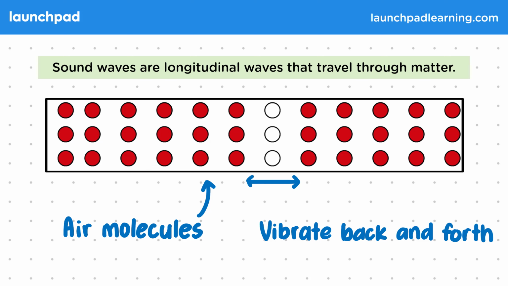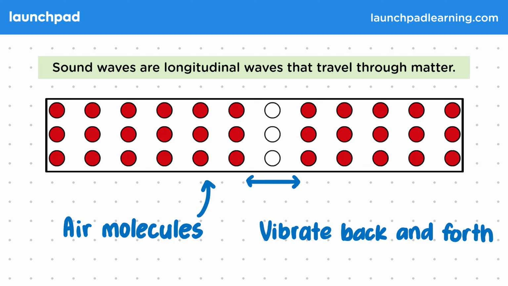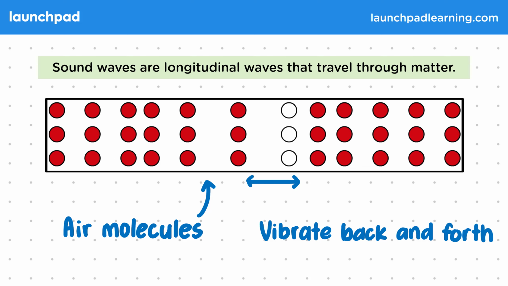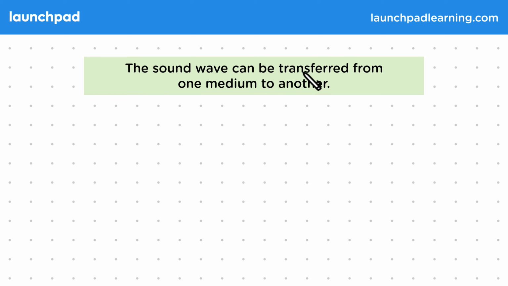But while sound usually travels through air, is it the only way sound can travel? What happens when it reaches a boundary? Well, the sound wave can be transferred from one medium to another. Sound waves can travel through any matter which can vibrate. This includes solids, liquids, and gases. Though sometimes the sound will be reflected or absorbed at certain boundaries.